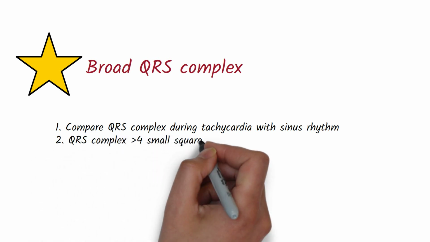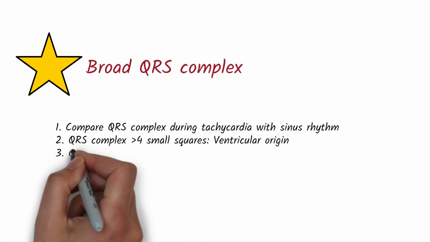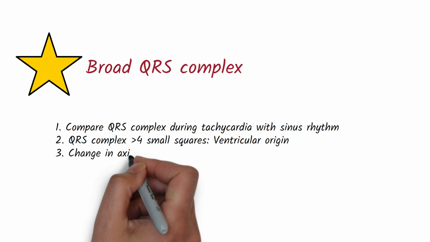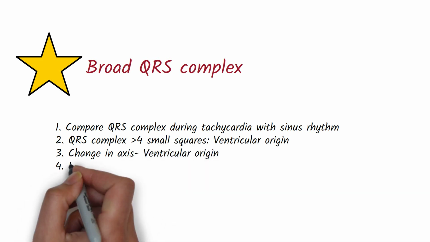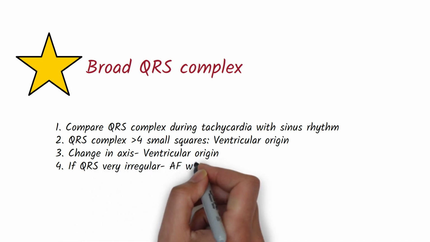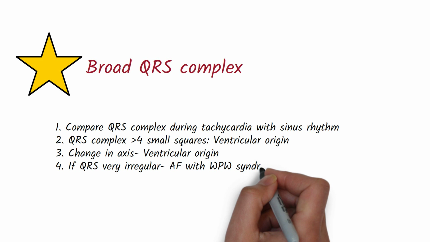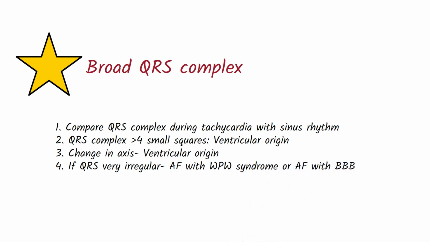Secondly, if the QRS complex is wider than 4 small squares, that is more than 160 milliseconds, the rhythm is most likely ventricular in origin. Thirdly, if there is any change in the axis compared with sinus rhythm, this also indicates a ventricular origin. And lastly, if the QRS complex is very irregular, the rhythm is probably atrial fibrillation with bundle branch block or atrial fibrillation with Wolff-Parkinson-White syndrome.